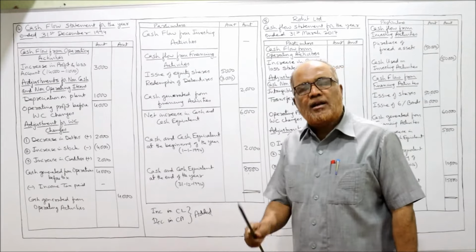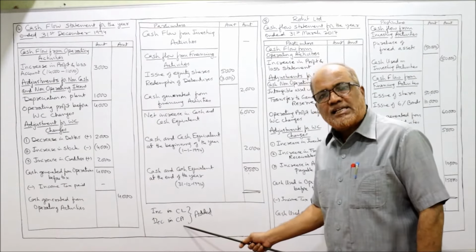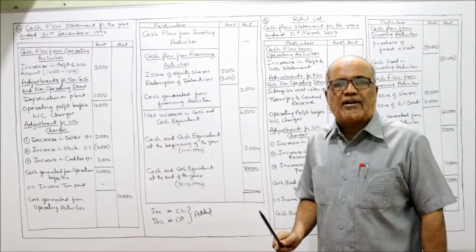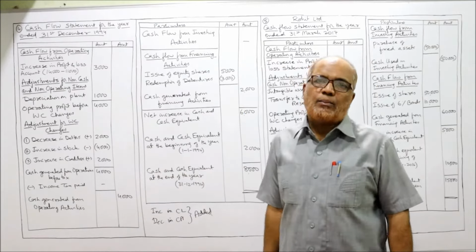So decrease in current liability should be deducted. Decrease in current asset is added. So increase in current asset should be deducted. This rule you have to remember for adjustment of working capital changes.